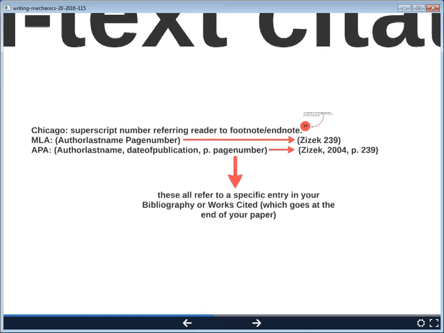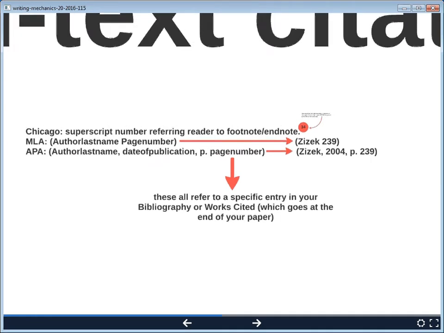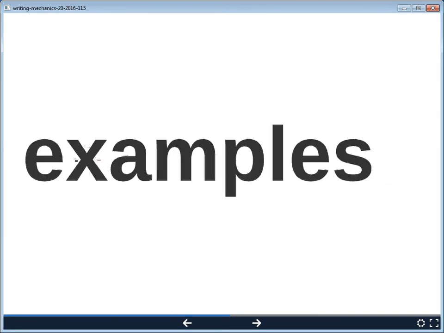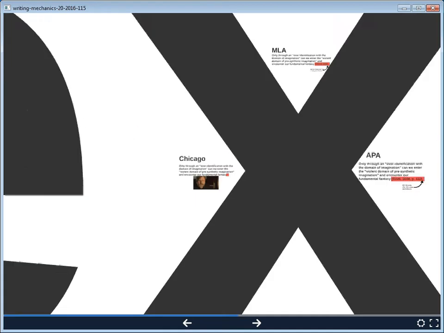Each of these three styles, whether it's a footnote or endnote in Chicago or an in-text citation in MLA or APA, all of these refer to specific entries in your bibliography or your works cited, which goes at the end of the paper. You can see that with Chicago, if we have a little example here, this would be the 34th footnote or endnote in this paper. Notice that the actual number, the superscript number, goes after the period at the end of the sentence. So let's have a look at some examples of these.